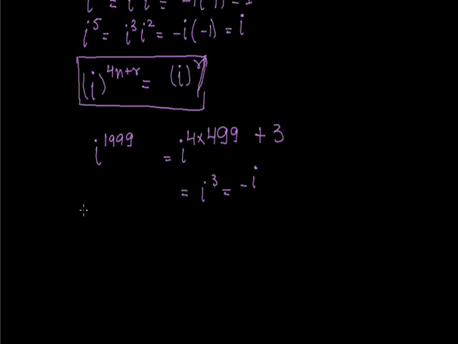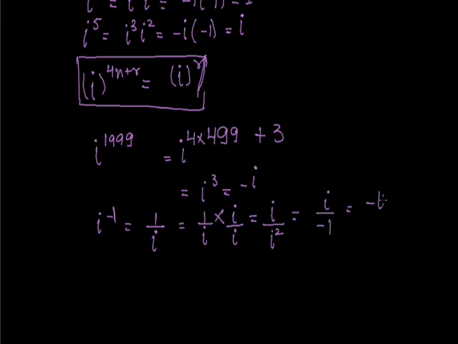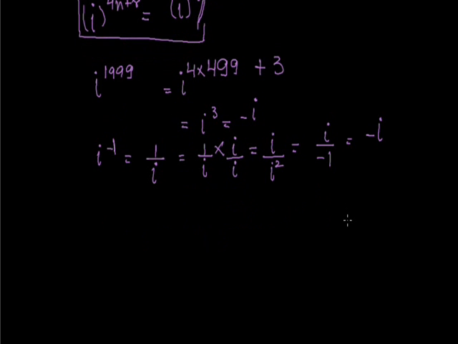In the same way, if I have to find the value of iota power minus 1, I can write it as 1 upon iota. In the denominator we have to eliminate the iota, so we rationalize it by multiplying by iota upon iota, and it becomes iota upon iota square. As we know, iota square is minus 1. So iota power minus 1 is always equal to minus of iota.